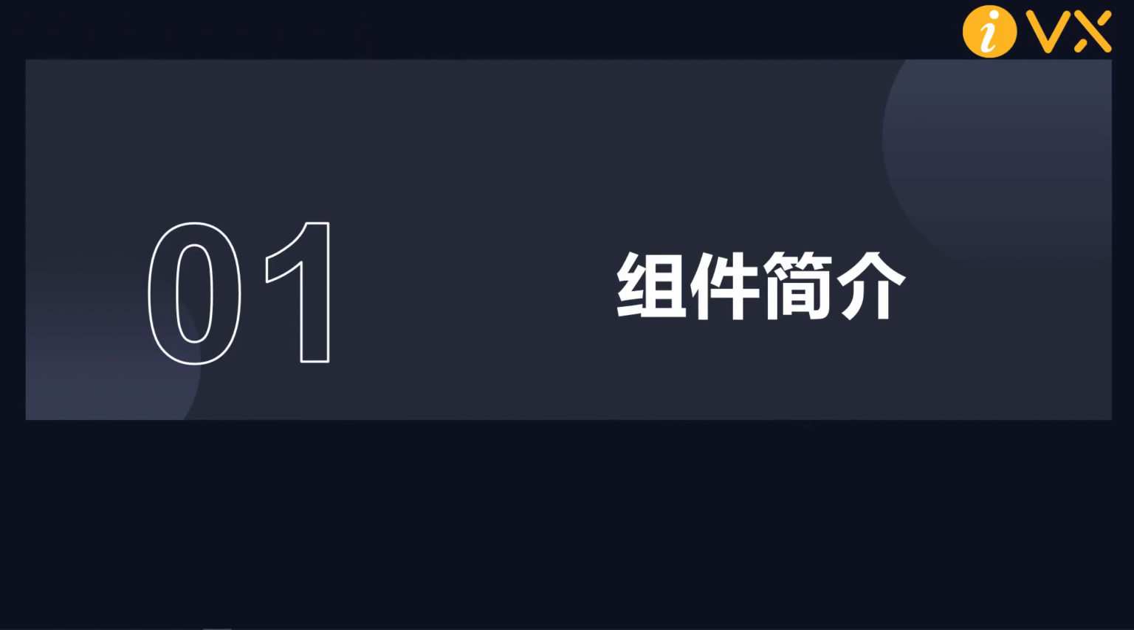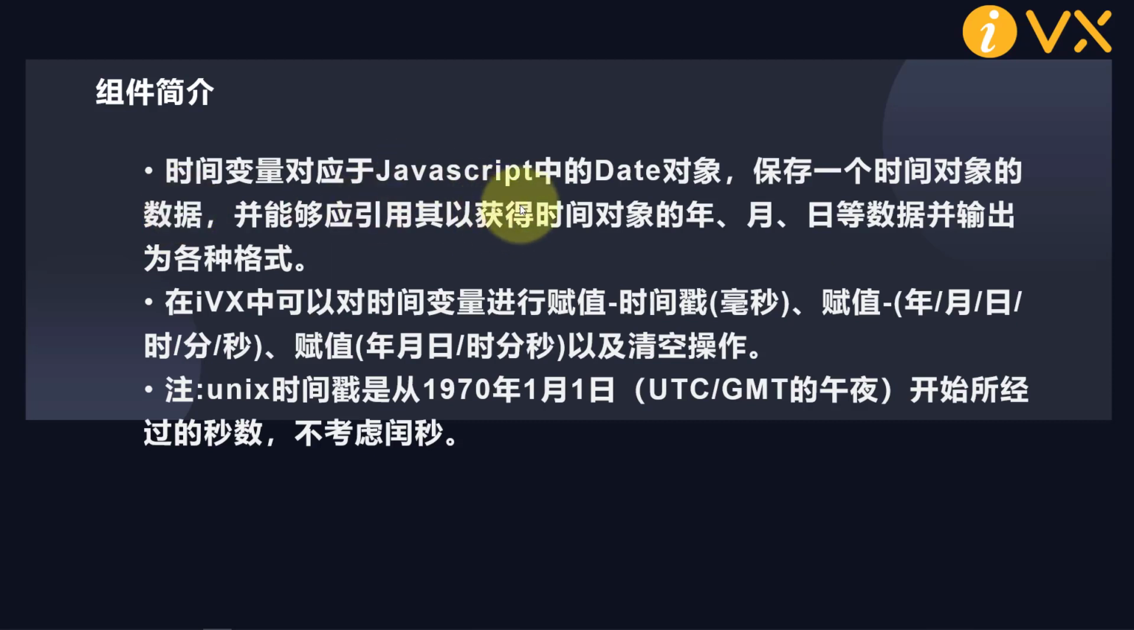First of all, we will introduce the concept of our time variable. For the date object in JavaScript, the time variable saves the data of a time object and can reference the data of the year, day, etc. to obtain the time and output them in various formats.